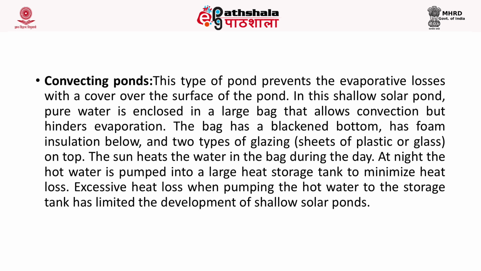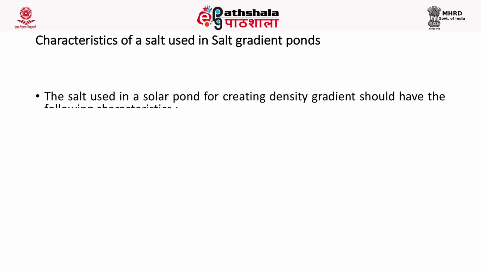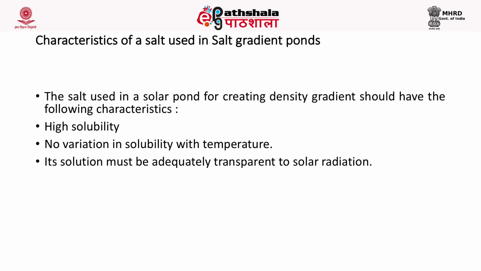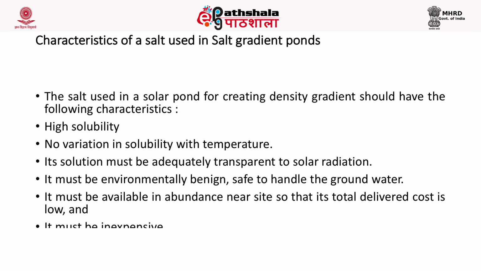especially the salt gradient non-convective ponds. So we will see what are the characteristics of salt used in the salt gradient ponds. The salt used in a solar pond for creating the density gradient should have these characteristics: it should have high solubility, no variation in solubility with respect to temperature. Its solution must be adequately transparent to solar radiation. It must be environmentally safe and friendly, safe to handle near the groundwater. It must be available in abundance near the site so that it won't affect the cost. It must be inexpensive.